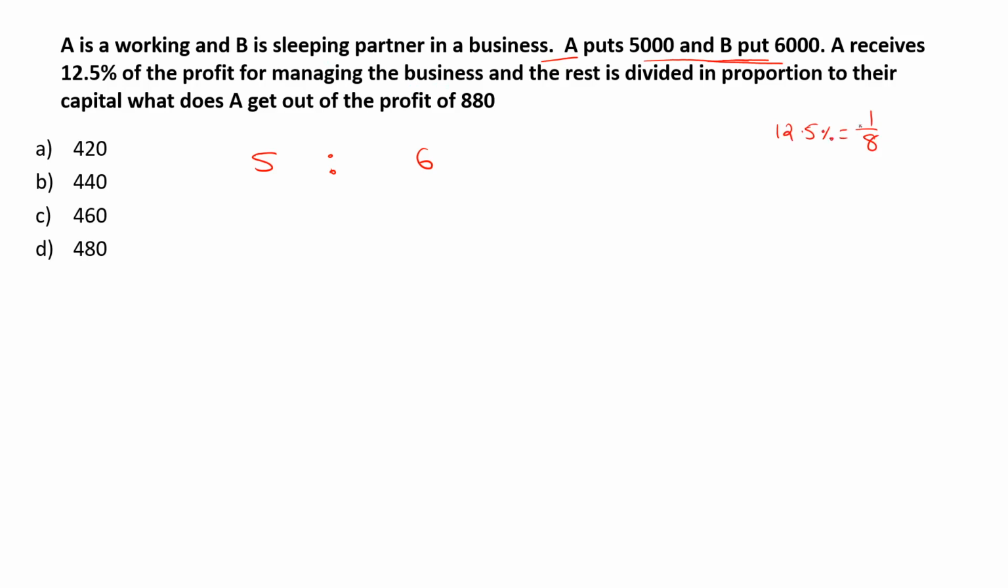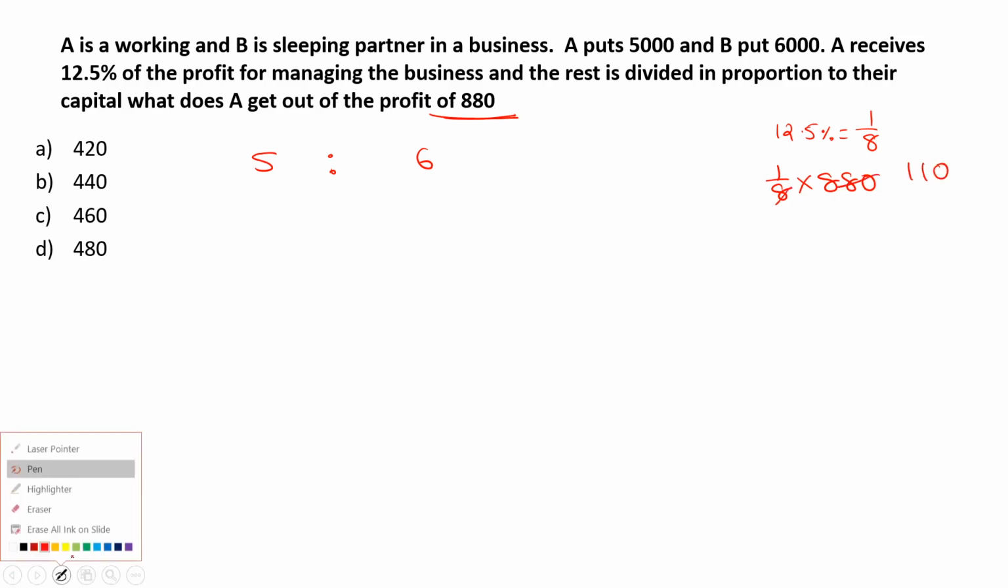12.5% can be written as 1/8 in fractional form. 1/8 of the profit should be given to A for managing the business. He is a working partner. The rest of the profit should be divided between A and B according to the ratio of their investment. Then the 1/8 part of 880 would be 110.